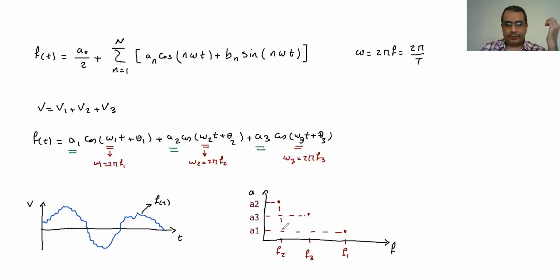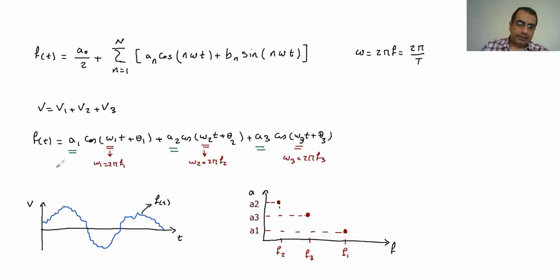So you can see here, basically, we can say that, look at this graph. I have A as a function of F. So I have three values here, one here, one here, and one here, which basically represent this first term here, the second term here, and the third term here. And I know that if I add these three together, I'm going to get the original function.